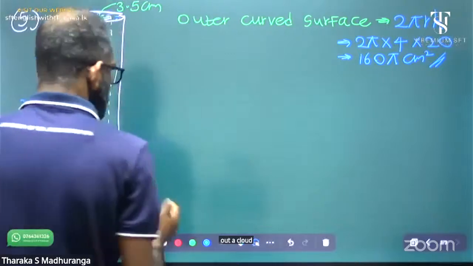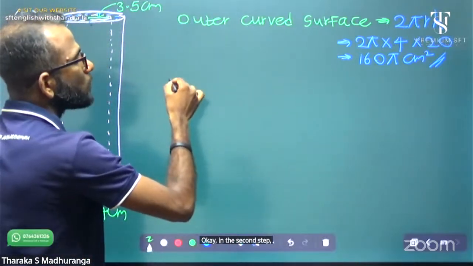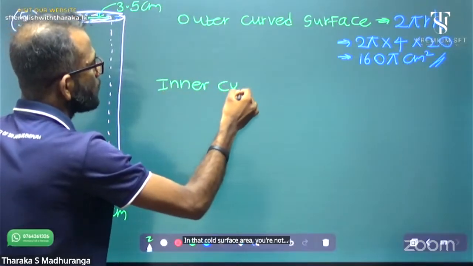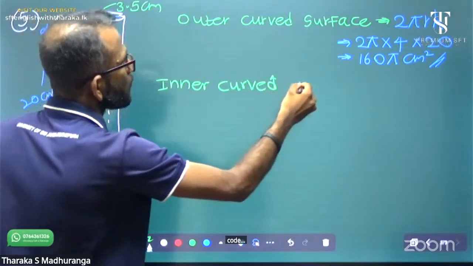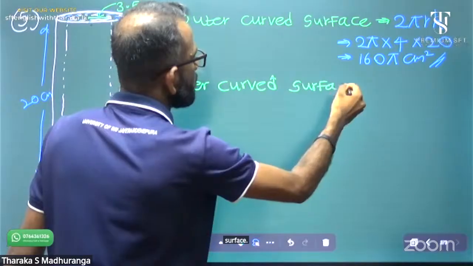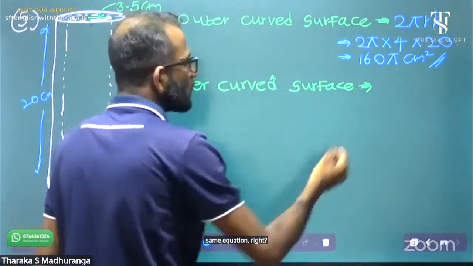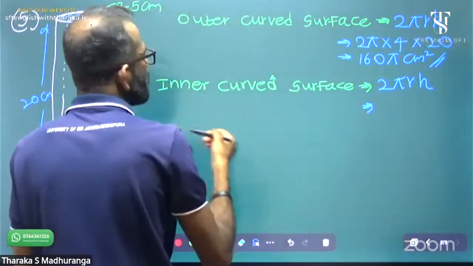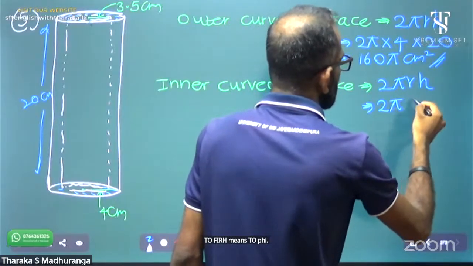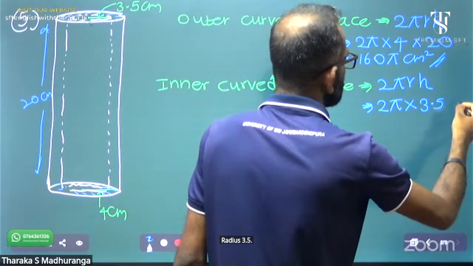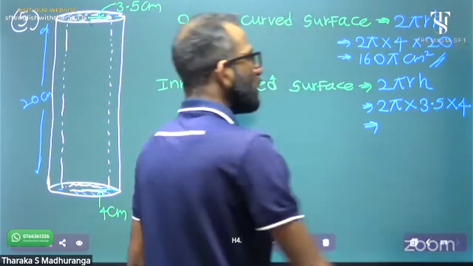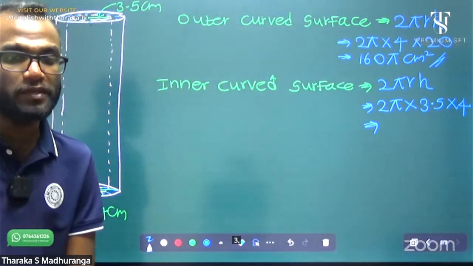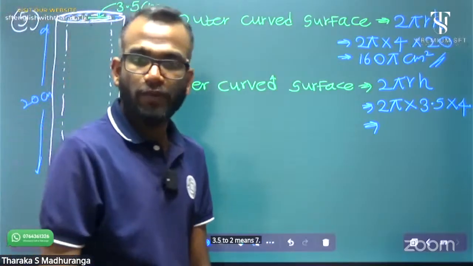Okay, in the second step, I am going to calculate the inner curved surface area. Same equation, right? 2πrh. Radius 3.5, h is 4. Okay, get the value. 3.5 into 2 means 7. 7 into 4, 28. 28π.